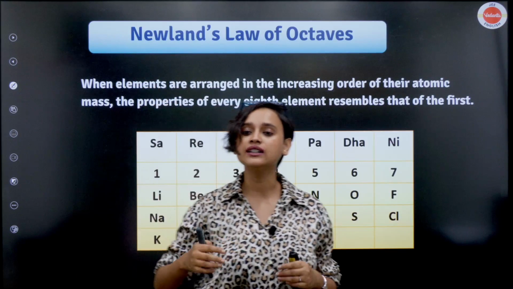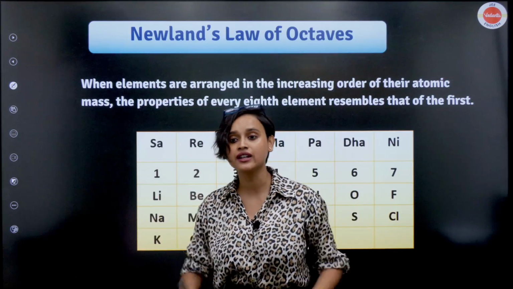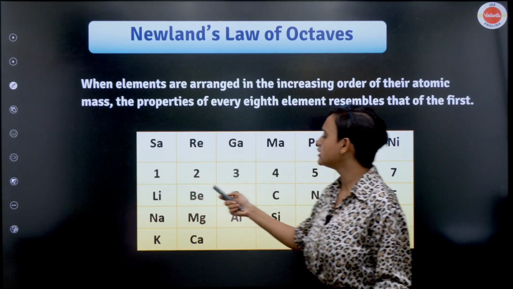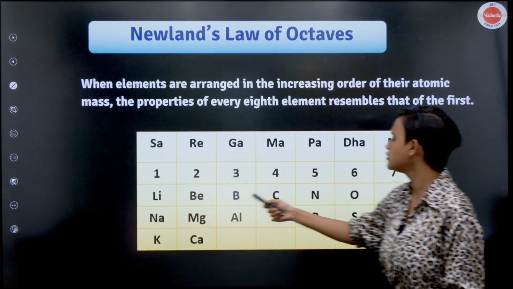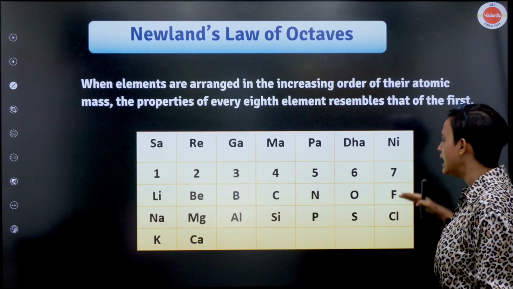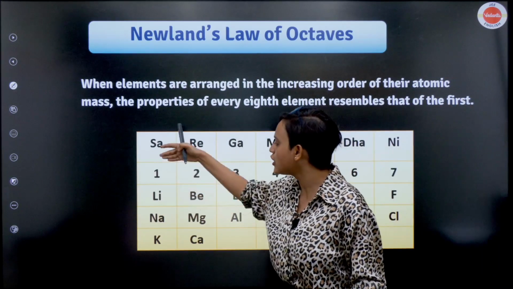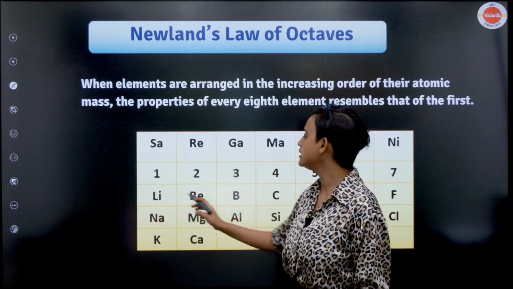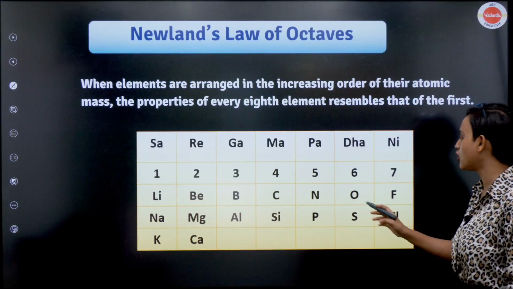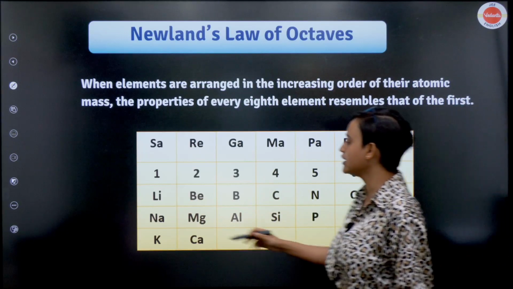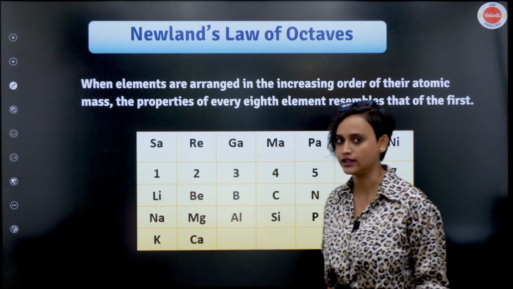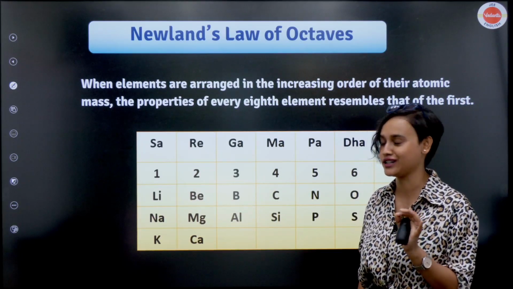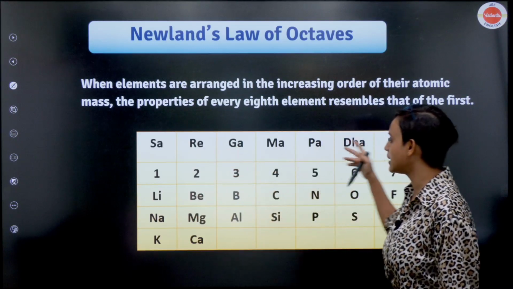When he started arranging the elements in increasing order of their atomic number, he wrote 1, 2, 3, 4, 5, 6, 7, and then he saw that the 8th element could repeat the properties of the first element. You see lithium, beryllium, boron, carbon, nitrogen, oxygen, fluorine, and after that he again wrote sodium just below lithium. Now this was shaping up our periodic table. Just like sa, re, ga, ma, pa, dha, ni, sa.